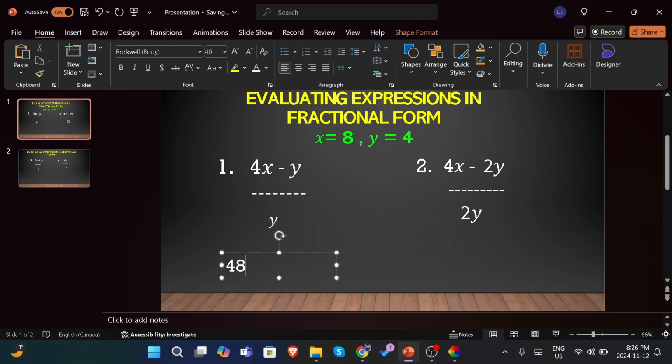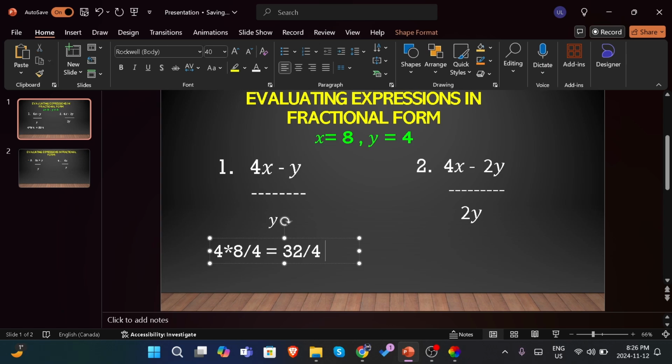So we're going to write 4 times 8 in parentheses, and then the slash, and then y, which is basically 4. So this basically means 32 slash 4. So what is this bar used for in maths? Well, it's used to divide. So it means 32 divided by 4.